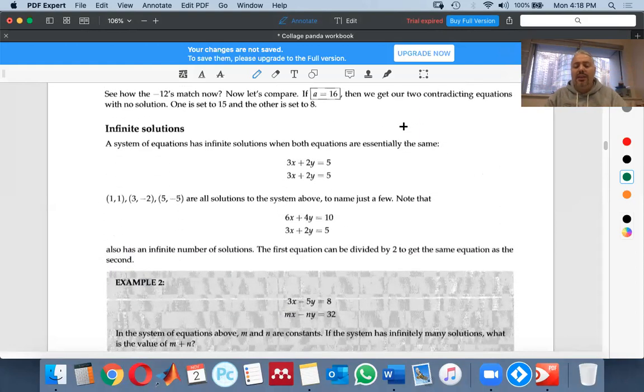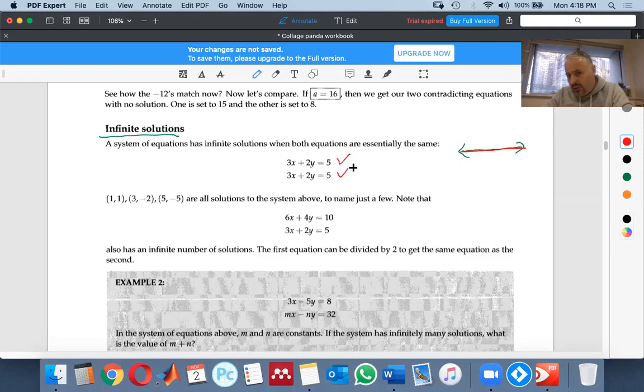Okay, now the third case is infinite solution. So: one solution, no solution, infinite solution. What is the infinite solution? If we have two lines that coincide, this is line 1 and this is line 2, they have almost the same points. All the points are in common. So 3x plus 2y is 5, 3x plus 2y is 5.